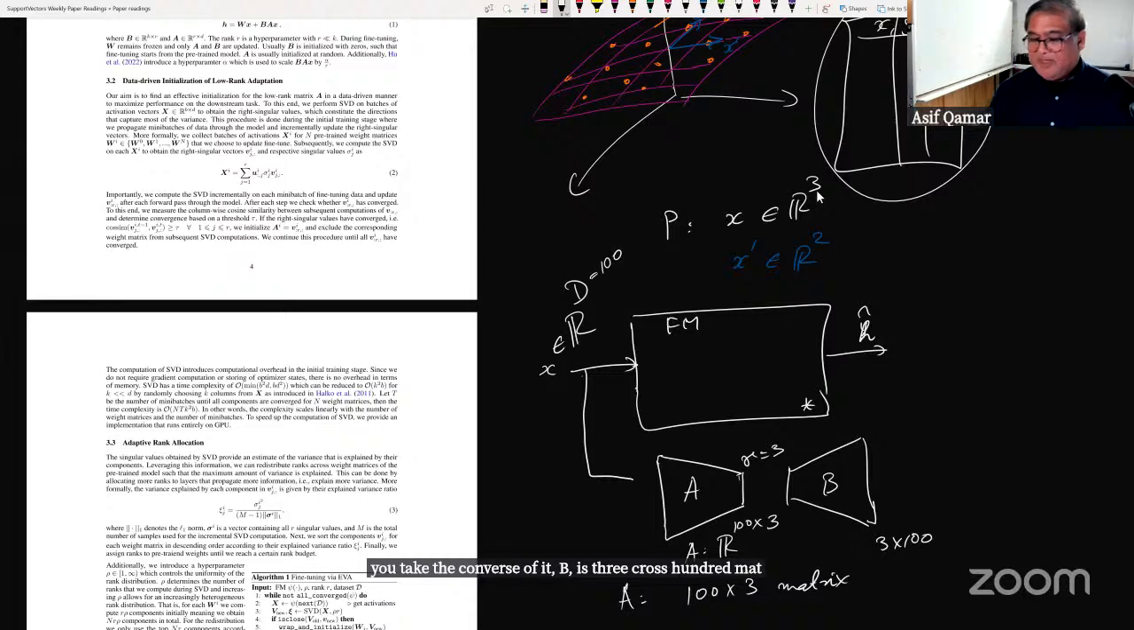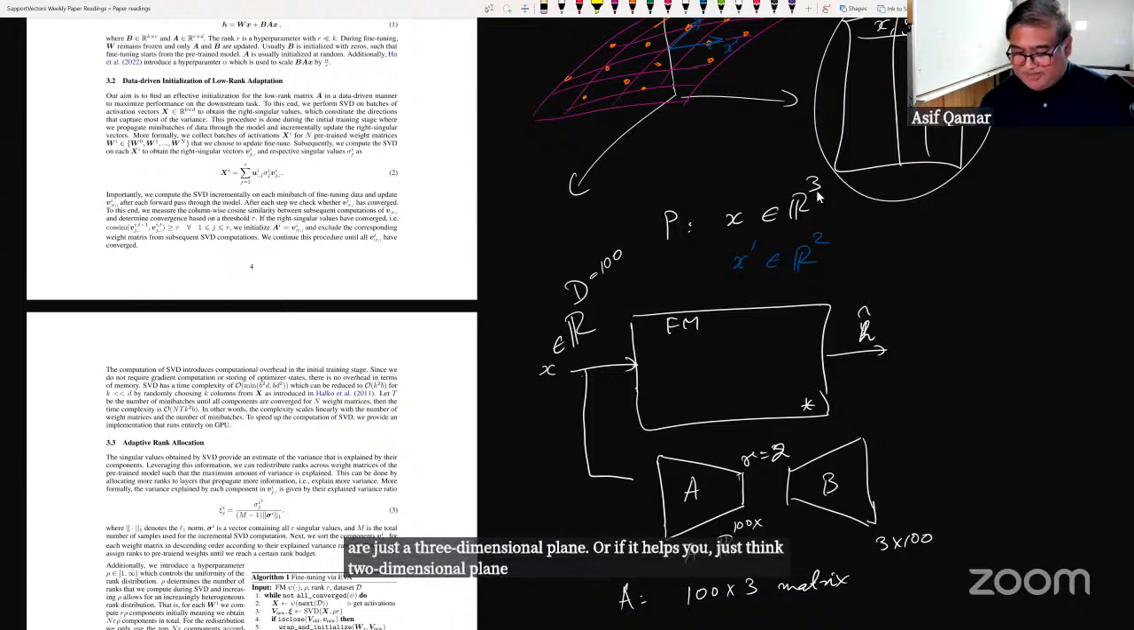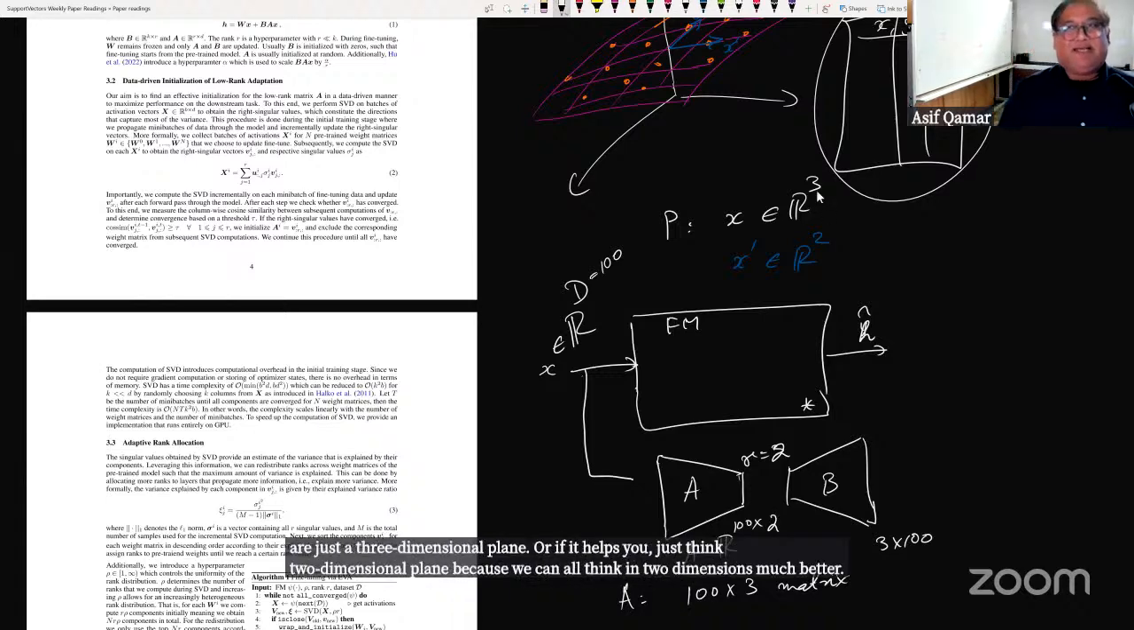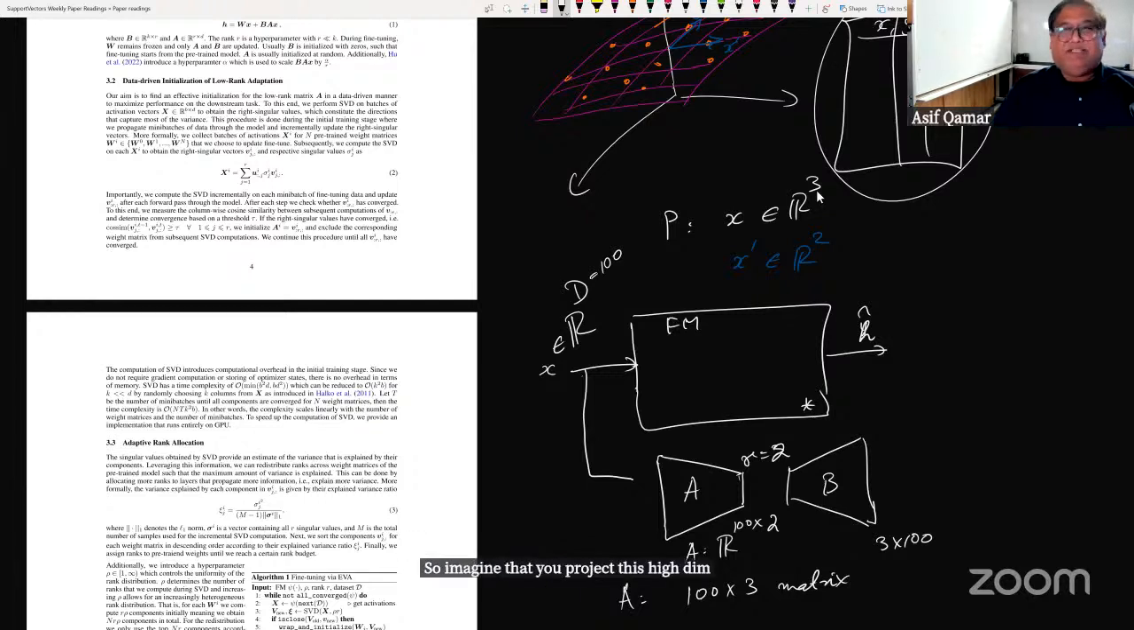So what will it do? A essentially projects data to a lower dimension. It is almost like A projects data, as in the above picture, into a lower-dimensional plane, isn't it? Just a three-dimensional plane, or if it helps you, just think two-dimensional plane, because we can all think in 2 dimensions much better. So imagine that you project this high-dimensional data onto a page, right? And what does B do? B takes the point on the page and does a transformation and reconstructs a vector back in 100-dimensional space.